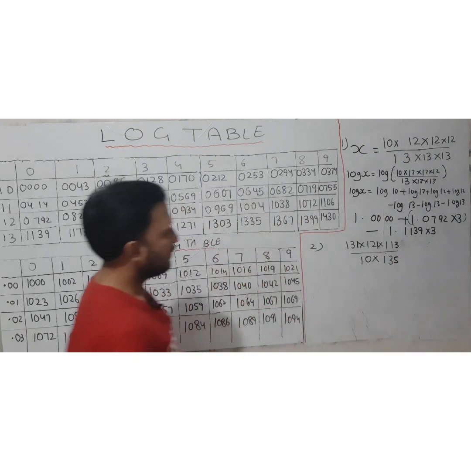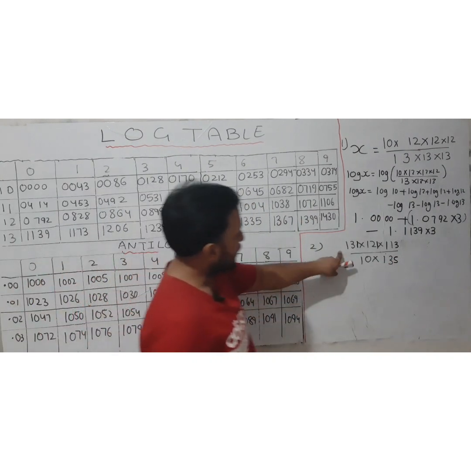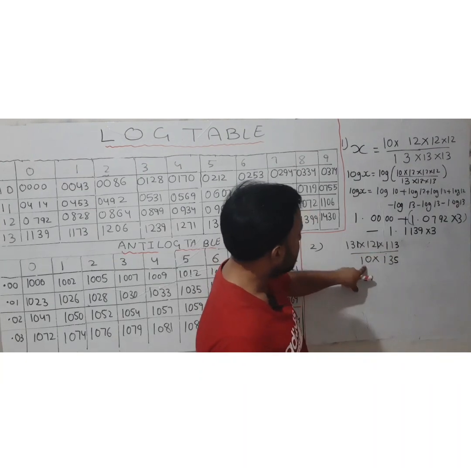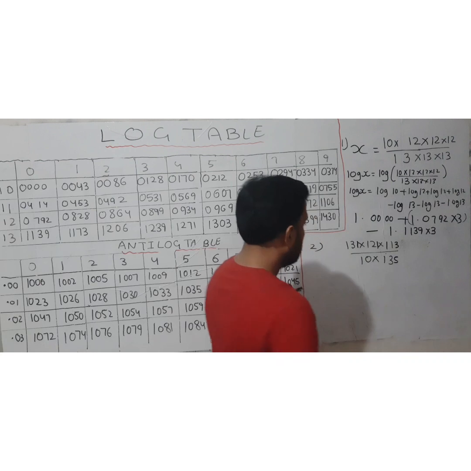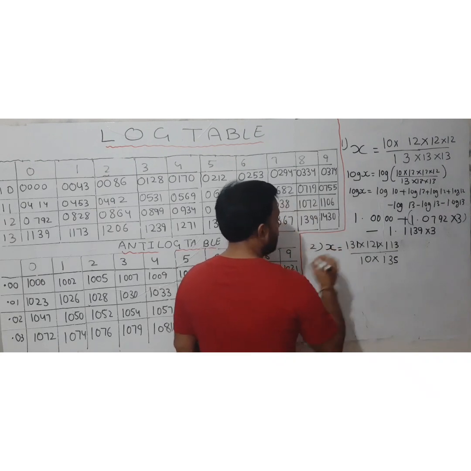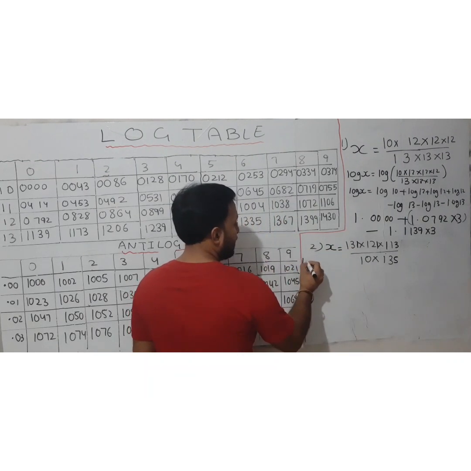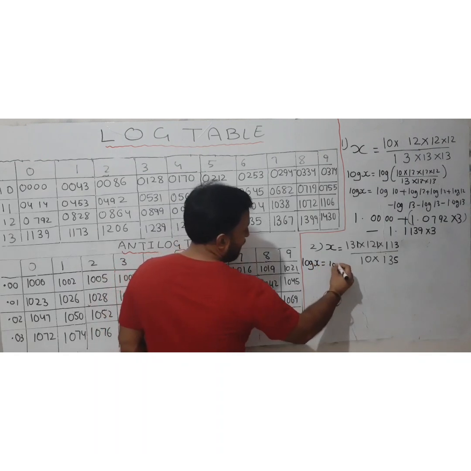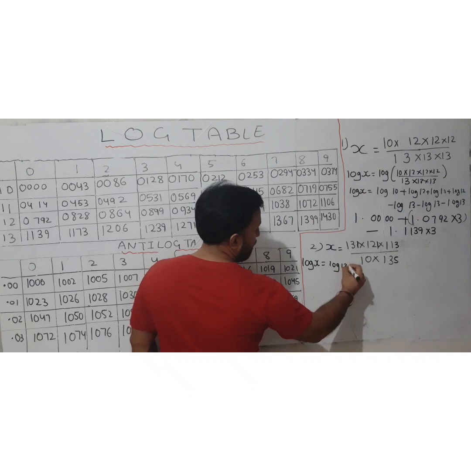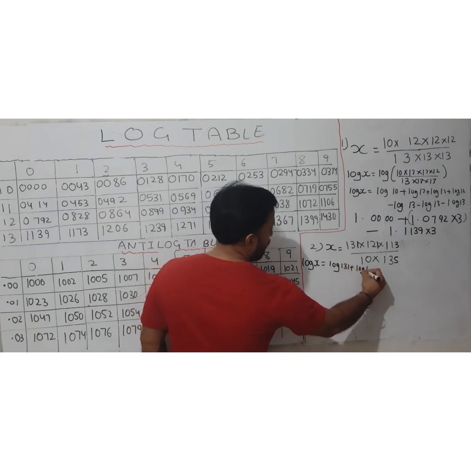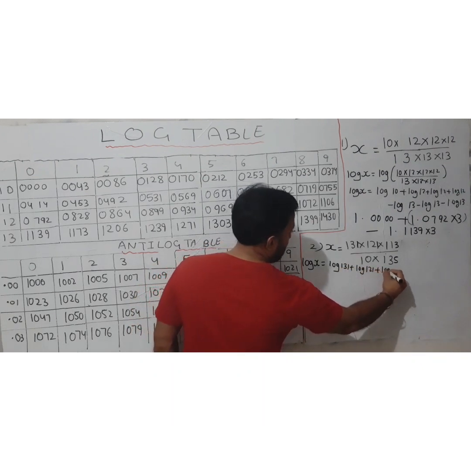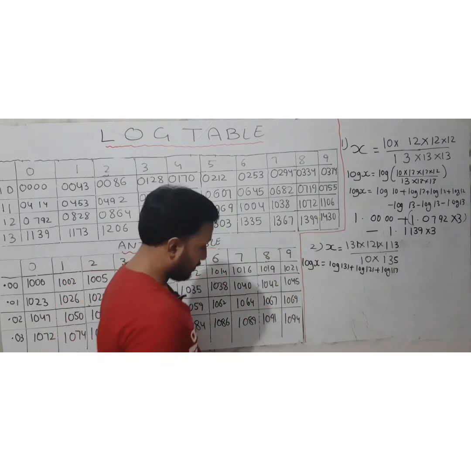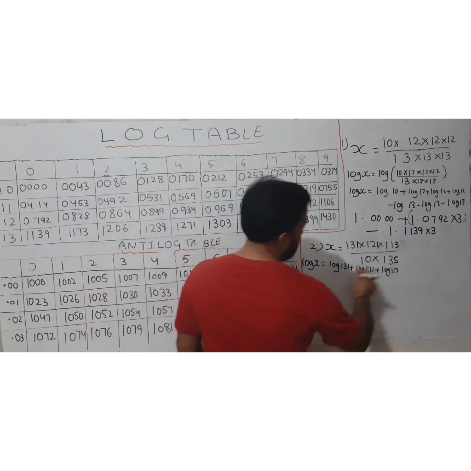Now suppose this is the value. You can see 131 multiplied by 121 multiplied by 113 divided by 10 multiplied by 135. Now all these values I am considering equivalent to x. I'll be taking log x on both sides. So directly I am writing right now log 131 plus log 121 plus log 113. Here we apply the log in addition.